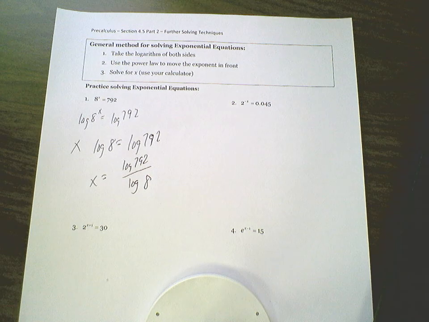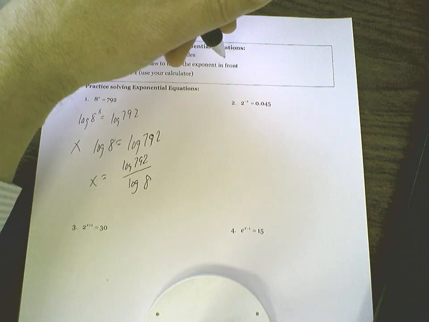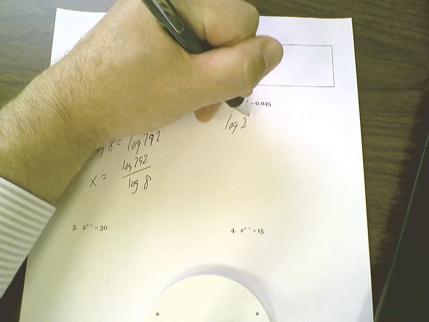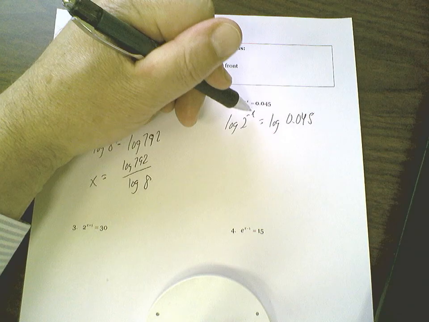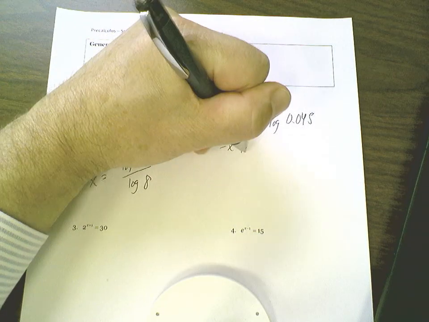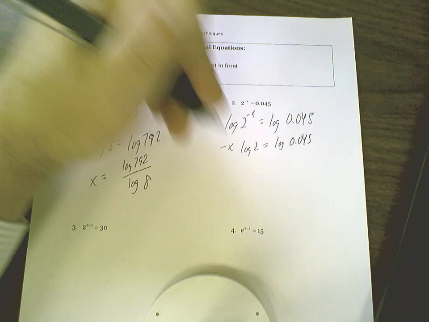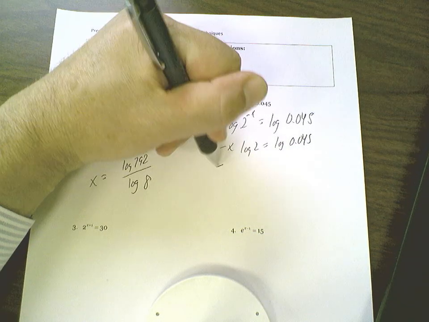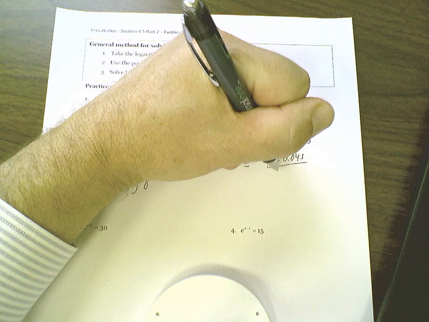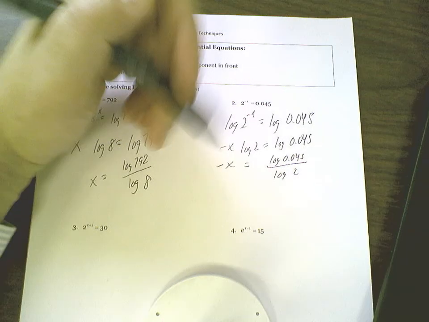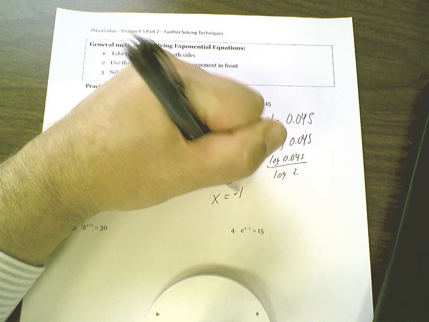2^(-x) equals 0.045. Same thing, log of 2^(-x) equals the log of 0.045. The power property: negative x times the log of 2 equals the log of 0.045. Divide each side by log of 2. Negative x equals the log of 0.045 over the log of 2. I don't want to know what negative x is, I want to know what x is. x is equal to negative log of 0.045 over log of 2.